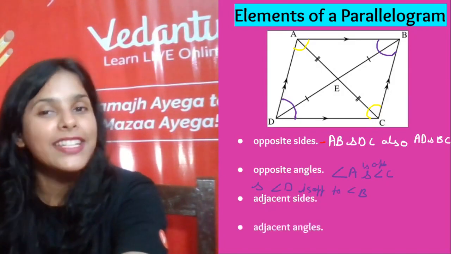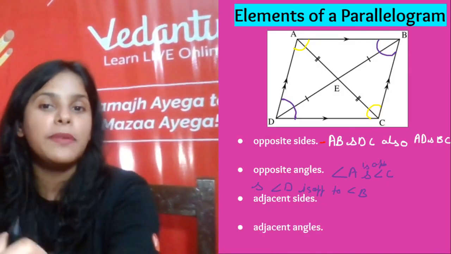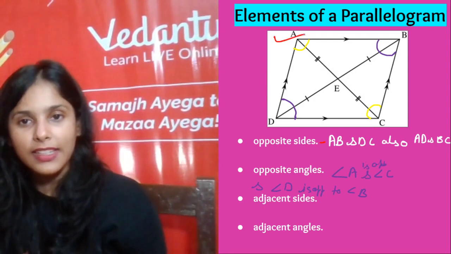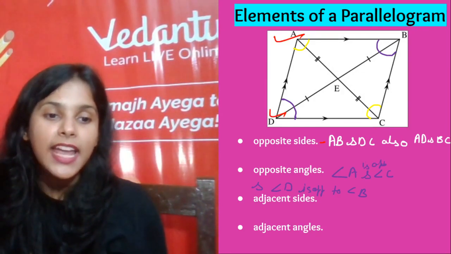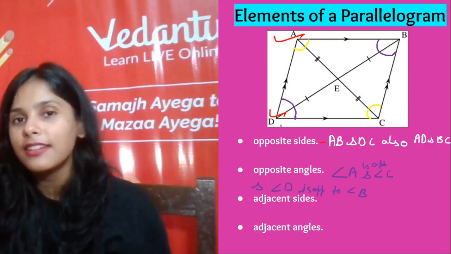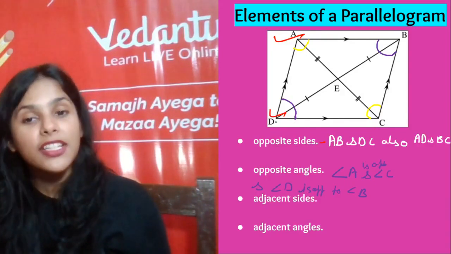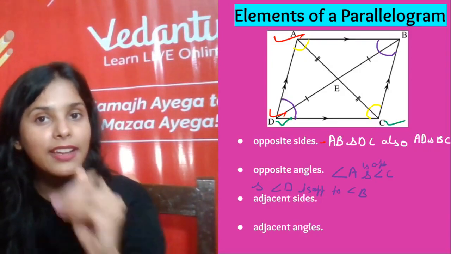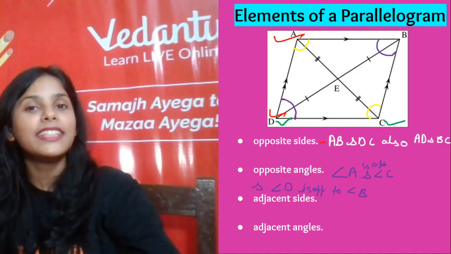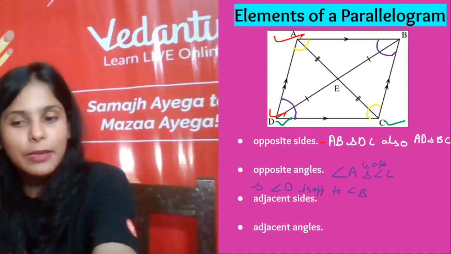Yes. Now adjacent angles. Angle A would be adjacent to angle D. This angle is adjacent to this. Okay. Now what is the adjacent angle to D? Tell me quickly. The adjacent angle of D is C and the adjacent angle of C would be B. Adjacent of B is the neighbour. Okay, simple, right?